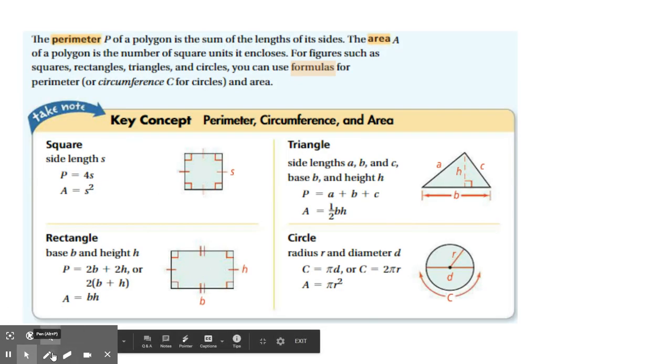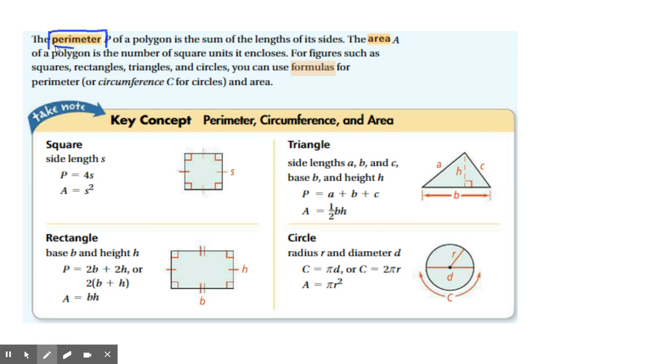So let's refresh our memories that the perimeter of something is the sum of the lengths of its sides. It's the sum, okay? Because it is the sum of the lengths of the sides, you're not multiplying anything. The answer will be in units. Now, if they give you units like centimeters or inches, it'll be centimeters or inches, okay?